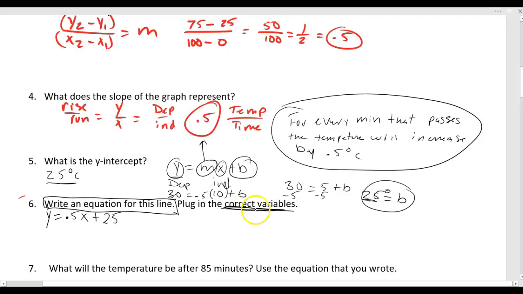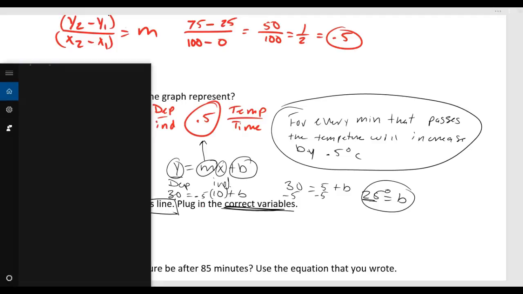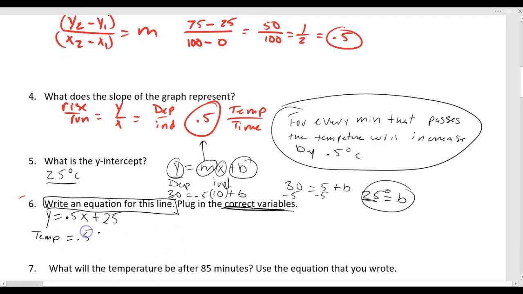Now, to plug in the correct variables, all you need to do is substitute whatever your y and whatever your x are. In this case, our y is indicative of our dependent variable. So what is our dependent variable? Our dependent variable is temperature. So instead of saying y, what we say is temperature is equal to 0.5 times our independent variable, and our independent variable, if you recall, was time, plus 25. This is our correct line with variables.